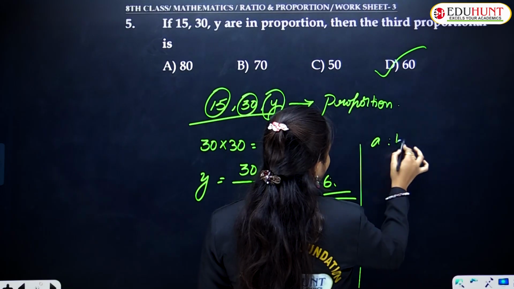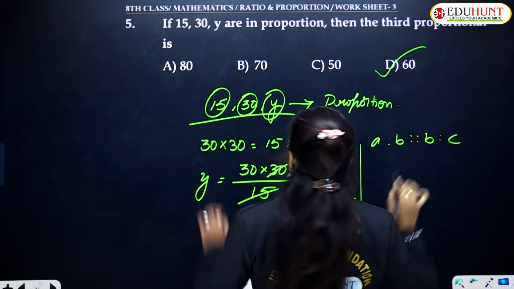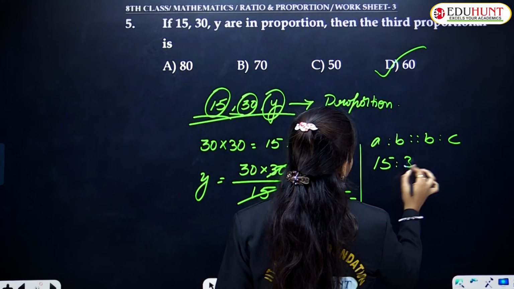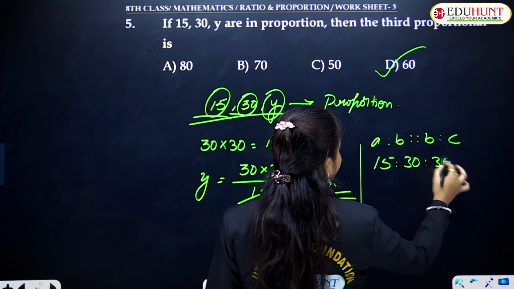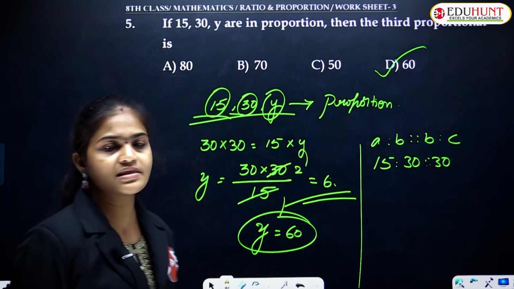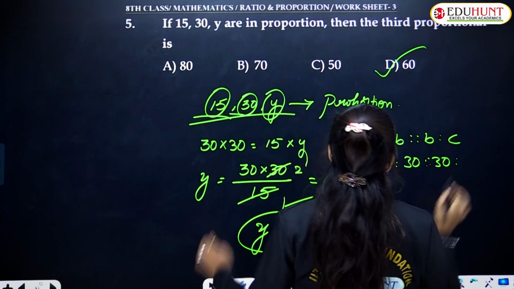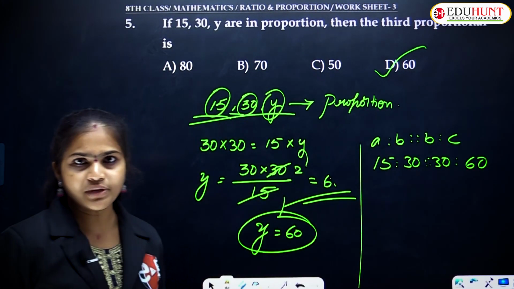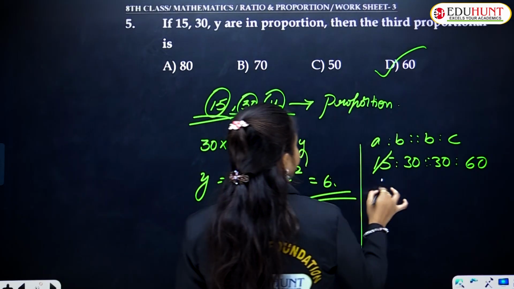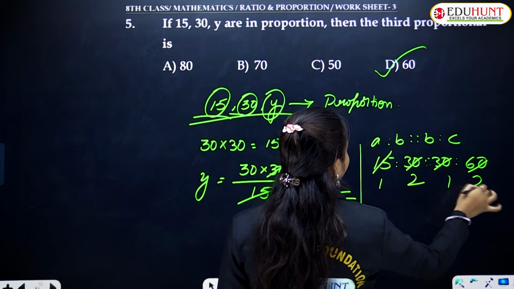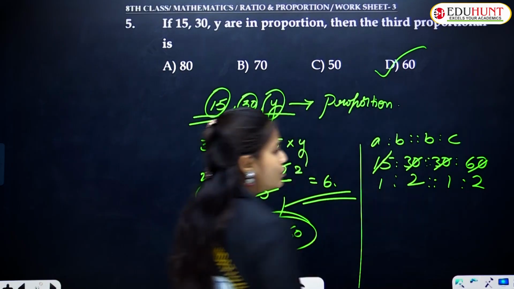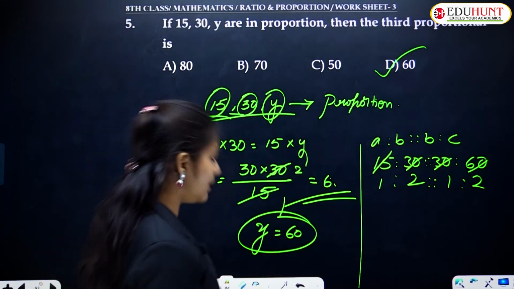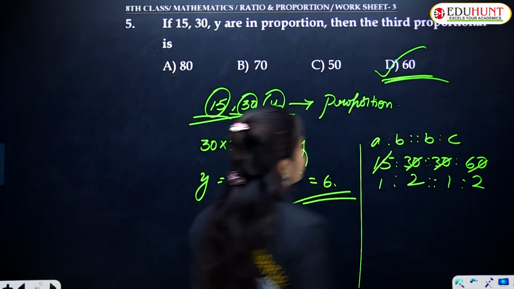We know that A is to B as B is to C. So A is 15, already given, and B is equal to 30. So the same number we have to repeat here: 15 is to 30 as 30 is to C. C is equal to, we got it as 60. Proportion means the equality of two ratios only, no? See here, 15 ones are 15, 15 twos are 30, 30 ones are 30, 30 twos are 60. 1 is to 2 as 1 is to 2. Clear here? Which one is the correct answer? Then the answer is 60.